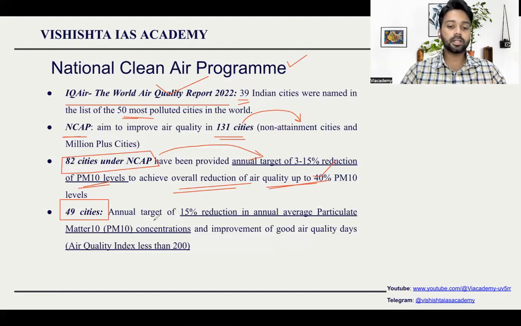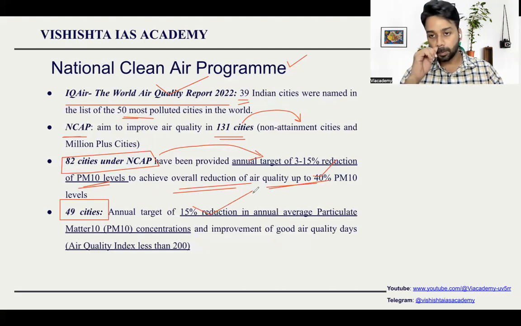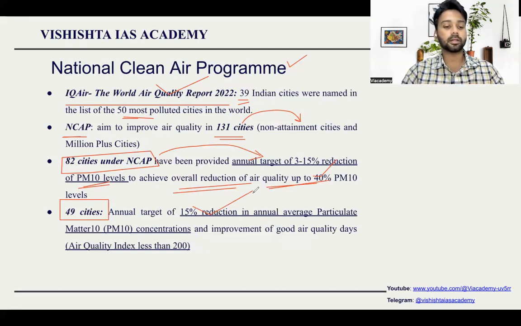In the rest of the 49 cities, the target is a 15 percent reduction in annual average particulate matter, and good air quality days. So we know that there is a measure of air quality index. In that index, the number of days with air quality less than 200 is the figure that should increase. So this is the major requirement of the National Clean Air Program.